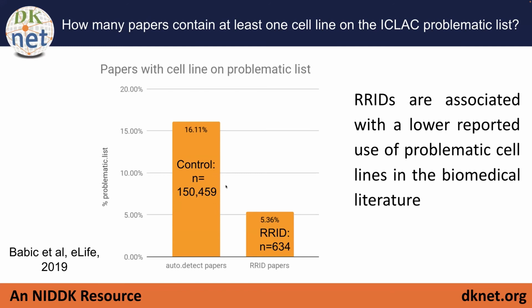But the goal is really to get these RRIDs in the hands of researchers earlier, so that they can find out this information, so that the problematic cell lines are not used in improper preparations from the get-go.